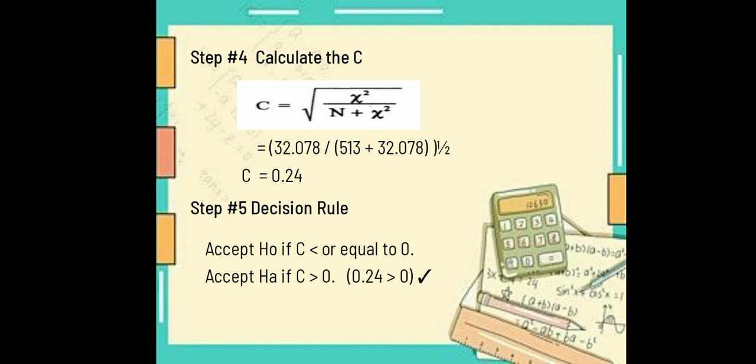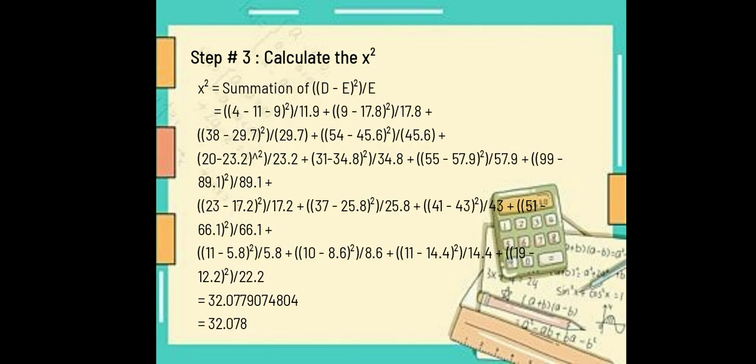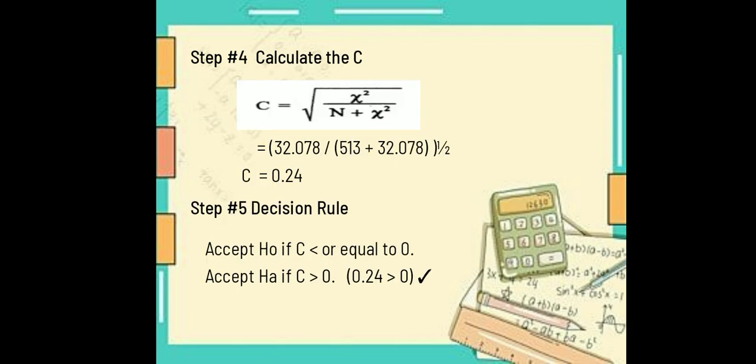Next, step number 4, which is to calculate the C. The C is the contingency coefficient, so don't forget about that. The formula is C equals the square root of chi-square all over n plus chi-square, right? We have the given chi-square, which is 32.078. So 32.078 all over 513 plus 32.078, then take the square root. Okay, so C is equal to 0.24.